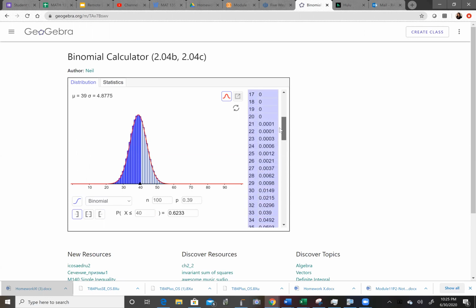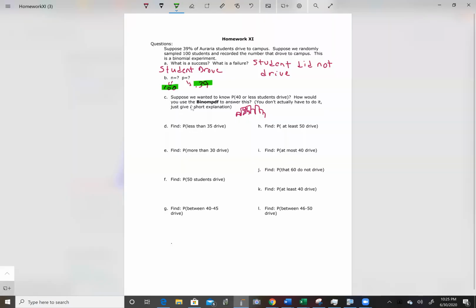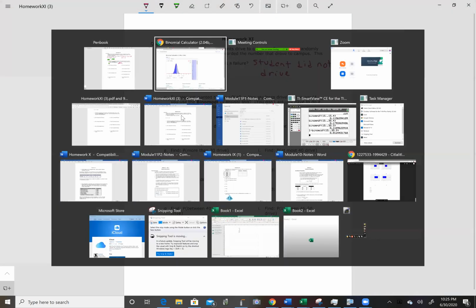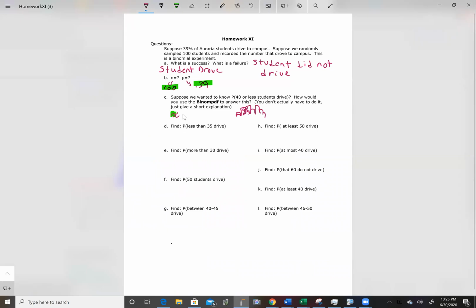And what the calculator is doing is it's just adding up all of those probabilities. So the probability is approximately 62.33% for C. Whoops, still in highlight mode here. Approximately 62.33%. Those students drove.